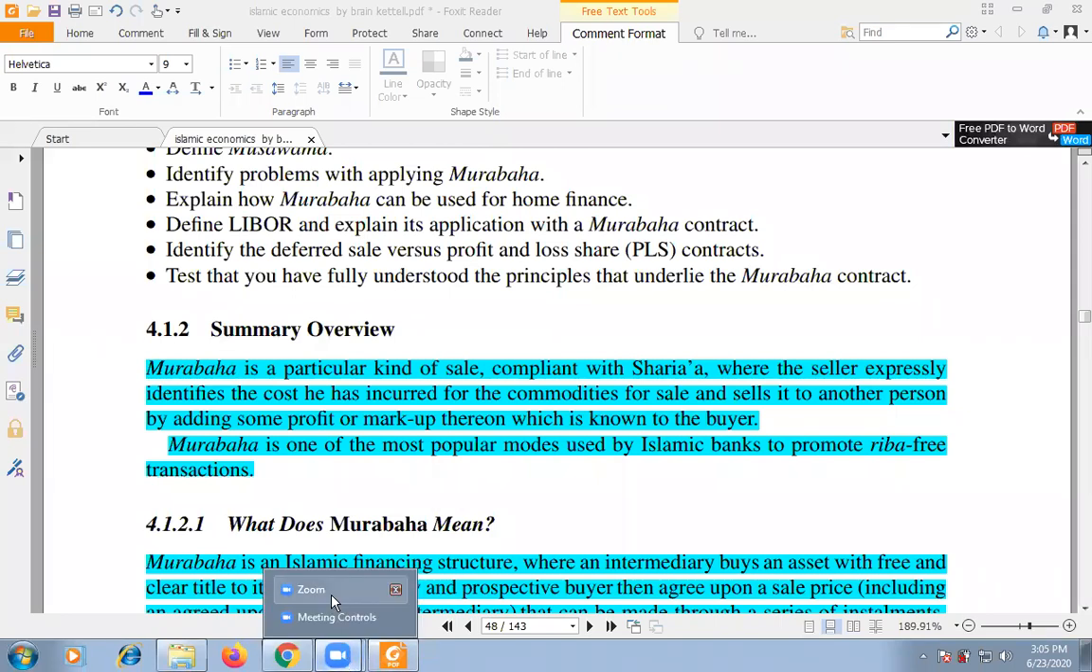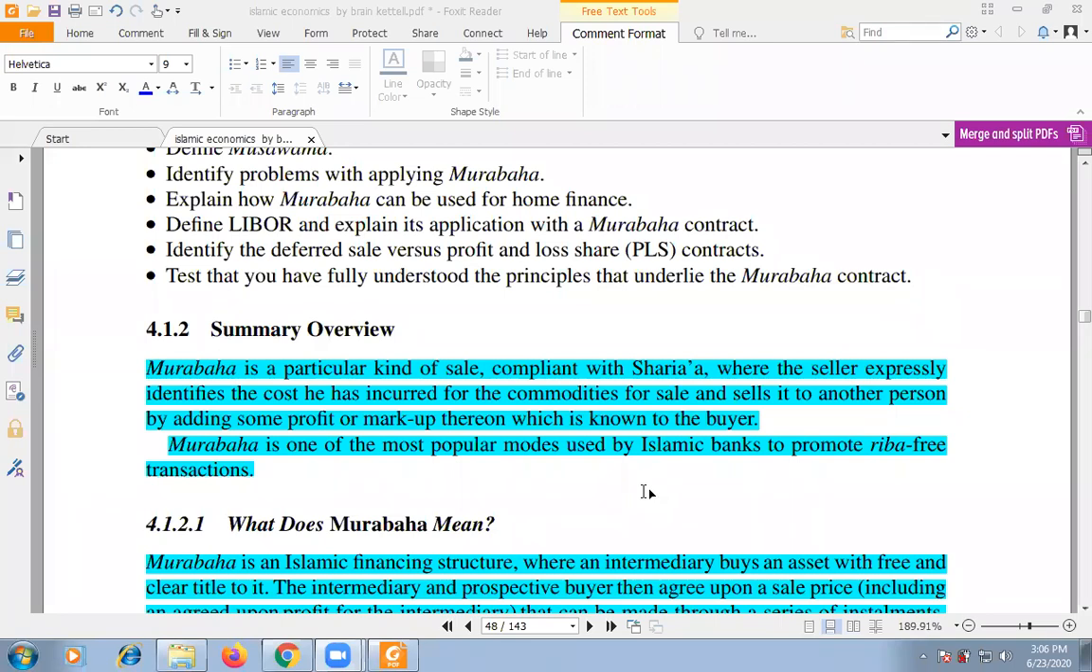Silent please. The first mode of financing we will discuss in Islamic banking is Murabaha, that is very famous, and that is the first tool and the first mode of financing that is very popular in Islamic banking. Even it is most popular, we can say it is much more popular than profit loss sharing. Even it is much more popular than profit loss sharing mode of financing.